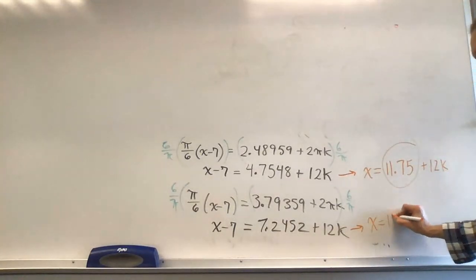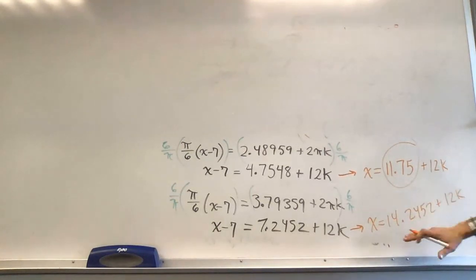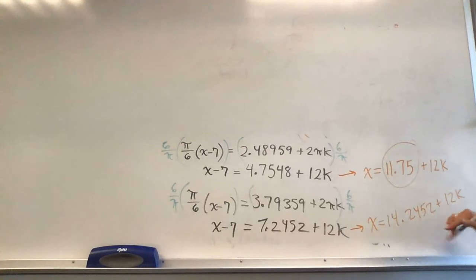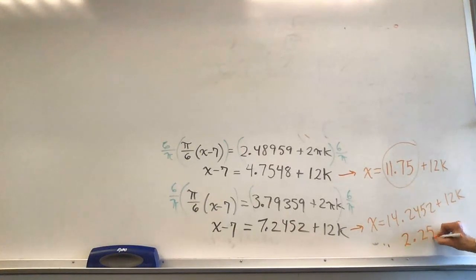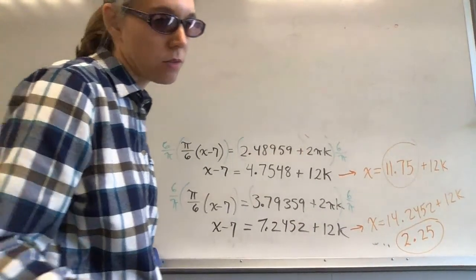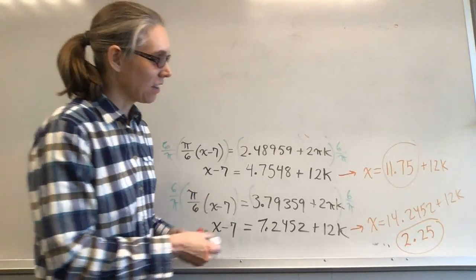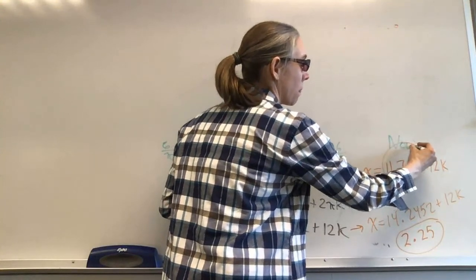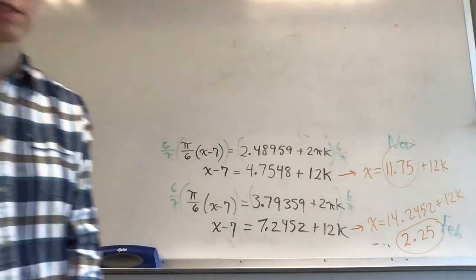This one right here, x is equal to 14.2452 plus 12k. I actually want to subtract 12 from that because 14 exceeds my year. So then I'm going to get 2.25 as my other answer. So a little into February, about a fourth of the, I don't know exactly how the months are. Yeah, so the answers in the book say during February and during November, right? So here you have November, and here you have February, based off those values right there.